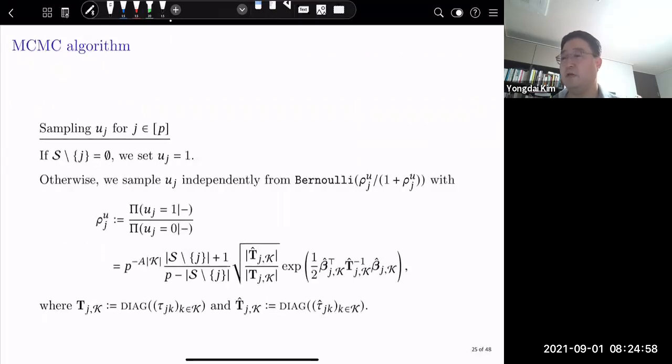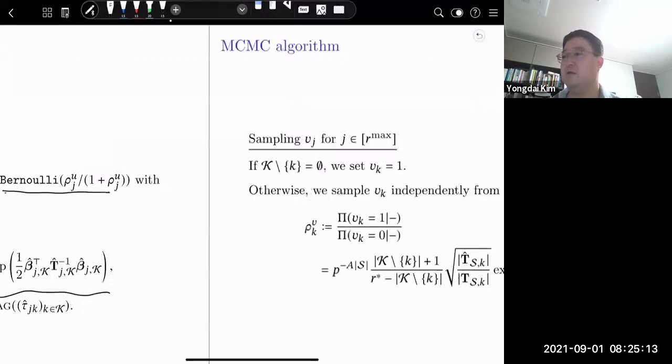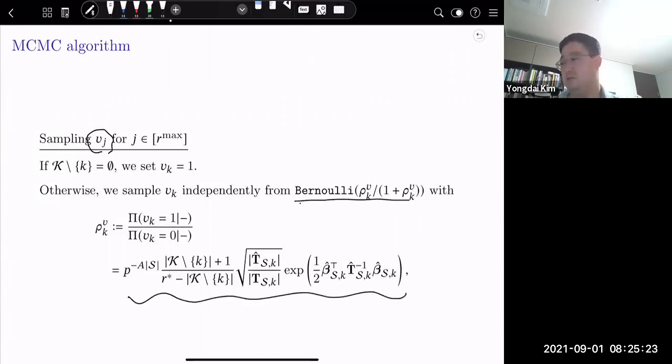And for u_j, we generate it from the Bernoulli distribution with the success probability given by the following equation, which is easy to calculate. Similarly, we also sample v_j from the Bernoulli distribution with success probability of this form. So it's easy to calculate.